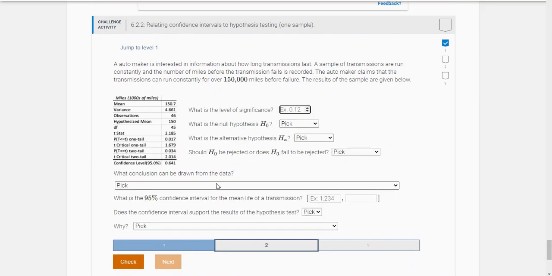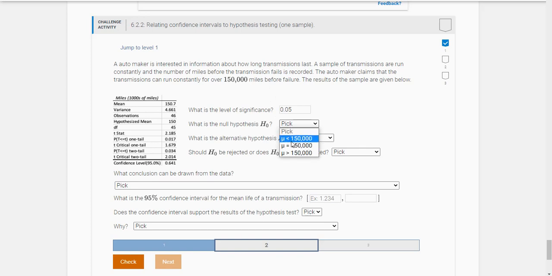It's the same problem, though some of the numbers change a little bit. Again, the automaker is interested in how long transmissions last, and claims that transmissions can run constantly for over 150,000 miles before failure, and the results of the sample are given here. There's a lot going on here. First, it asks, what is the level of significance? You see down here where it says confidence interval of 95%. That tells me the significance level is 0.05.